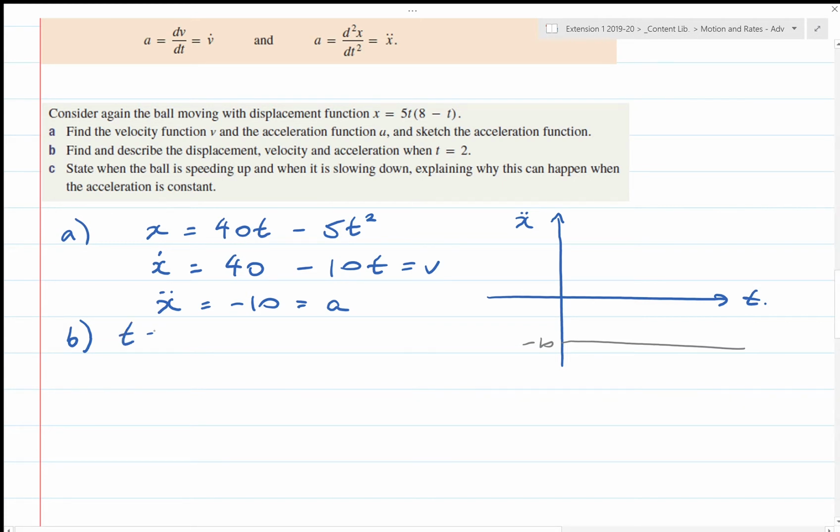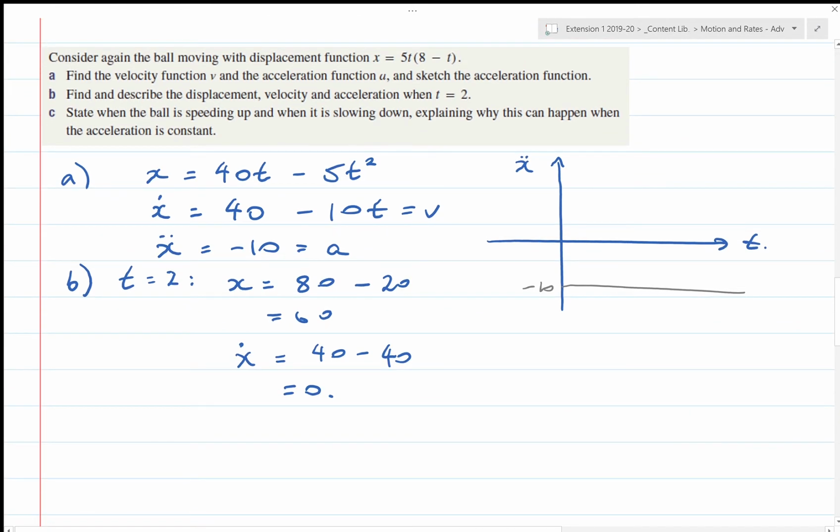So t equals 2, let's just map them all out. So x equals 80 minus 5 times 4, which is 20, so that's 60. So its position is 60 meters or whatever above the ground, you would think. X dot velocity is 40 minus 40, so 0. So it's still, it's not actually moving, it's at a stationary point. So that probably means if you actually thought about the ball bouncing, it probably means that it bounced up and it had stopped.